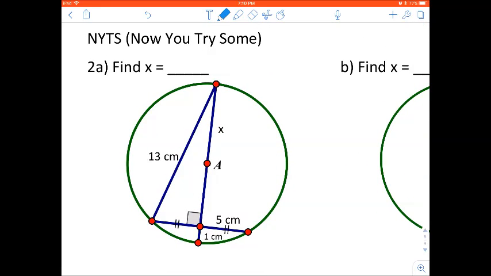The diameter is drawn through the chord at a right angle, so that means the parts of the chord are going to be congruent, and that means this small leg in the big right triangle is going to be 5.